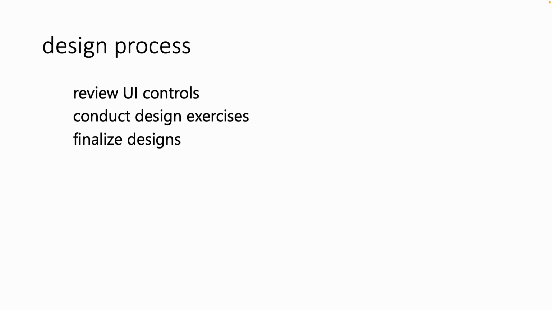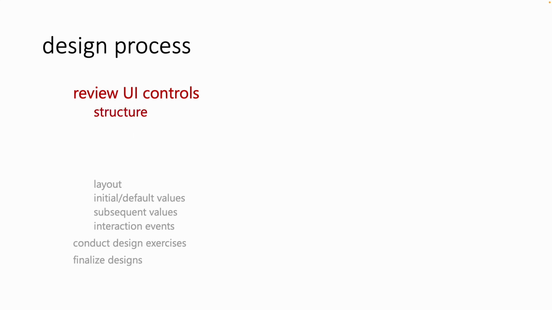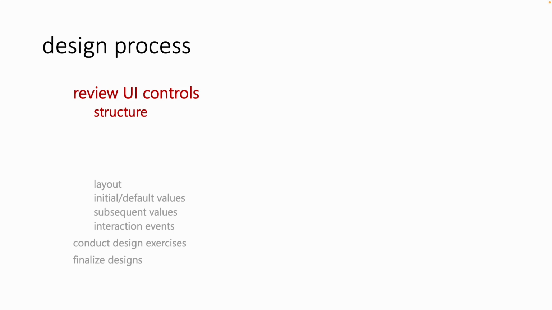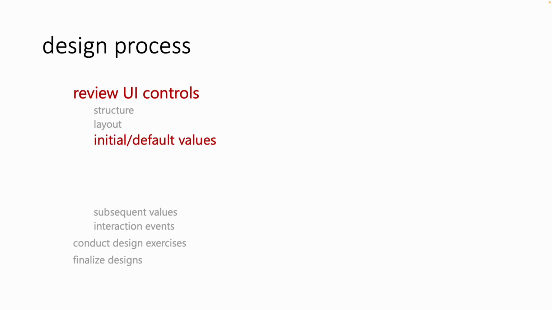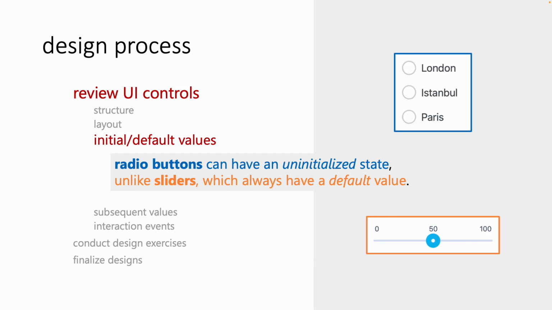before finalizing everything. First, we reviewed various aspects of UI controls. For instance, structure-wise, all elements of radio buttons are always completely visible, unlike drop-downs, which require an additional click. Next, layout-wise, sliders can be oriented vertically or horizontally, unlike drop-downs, which are oriented horizontally. Next, with respect to initial or default values, radio buttons can have an uninitialized state with no selections, unlike sliders, which generally have the handles preset to some default value.